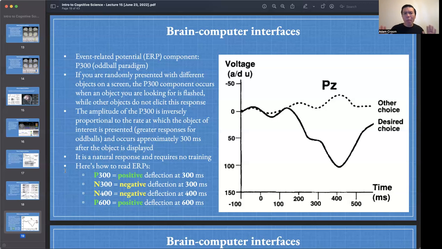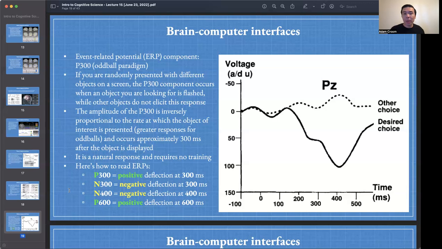And this occurs approximately 300 milliseconds after the object is displayed. Although we call this a P300 because it occurs approximately 300 milliseconds after the object is displayed, in reality, this response is elicited somewhere between 250 milliseconds and 500 milliseconds after stimulus presentation. So we might see that the P300 is happening closer to 400 or even 250. The P300 is a natural response and requires no training.